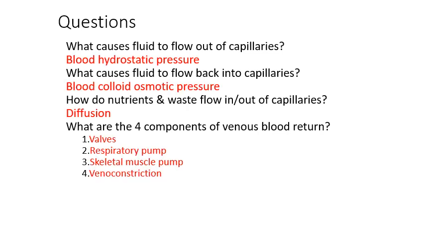All right, so here are your answers. The fluid flowing out of capillaries is because of blood hydrostatic pressure. Fluid flowing back into capillaries is because of blood colloid osmotic pressure. The nutrients and wastes moving across the capillaries is because of diffusion. And the 4 main components of venous blood return are valves, the respiratory pump, the skeletal muscle pump, and just plain old venoconstriction.